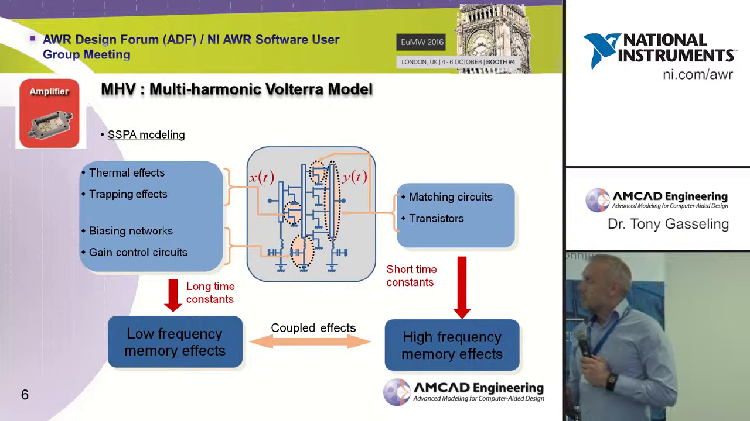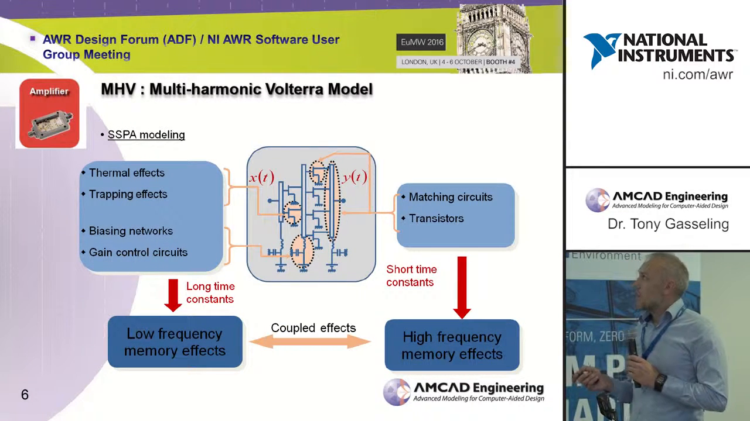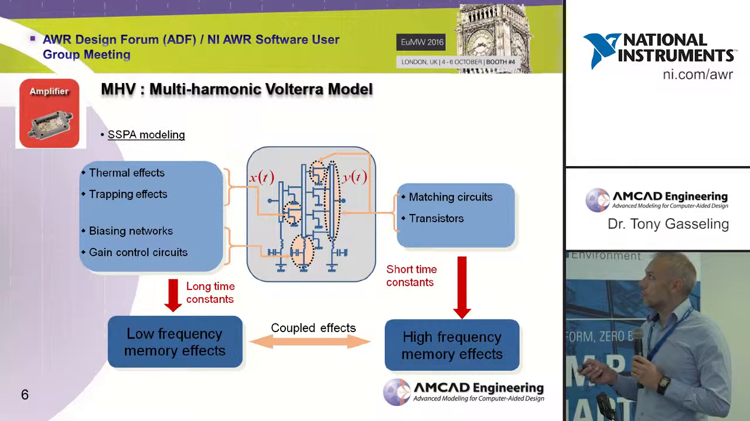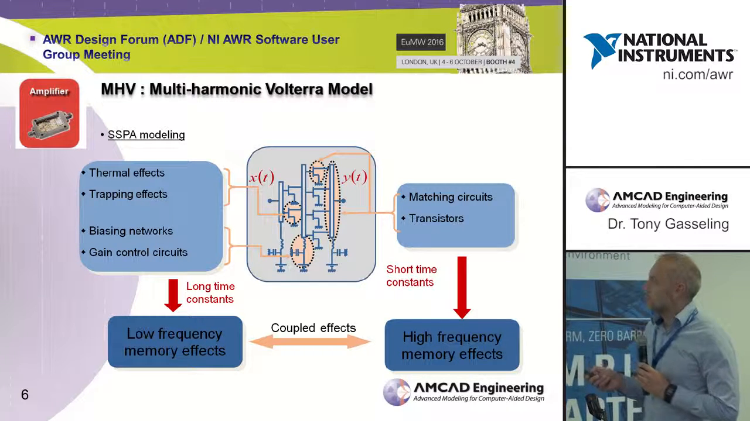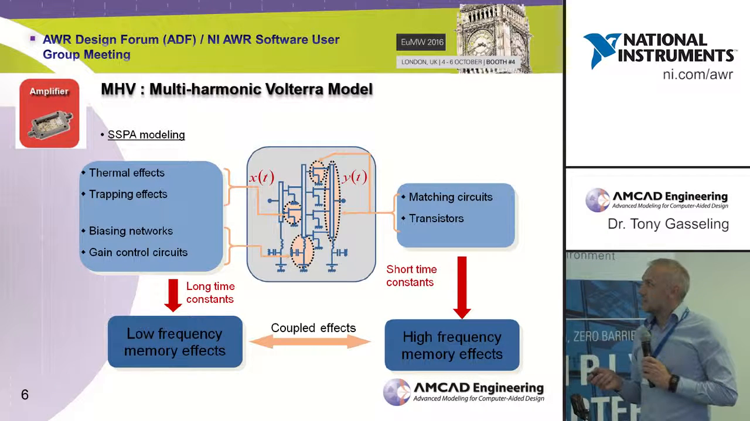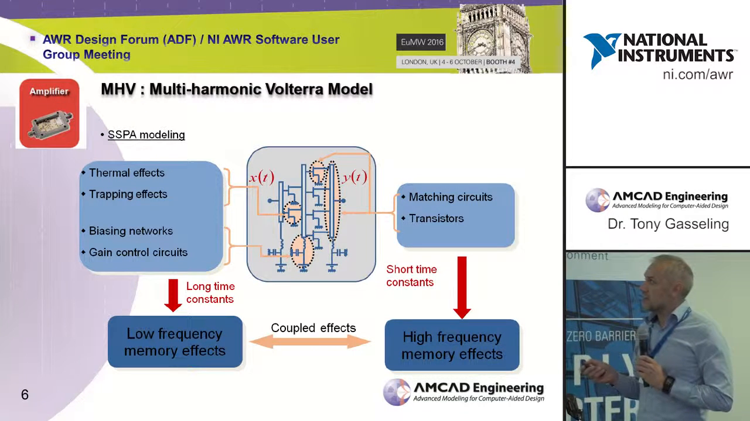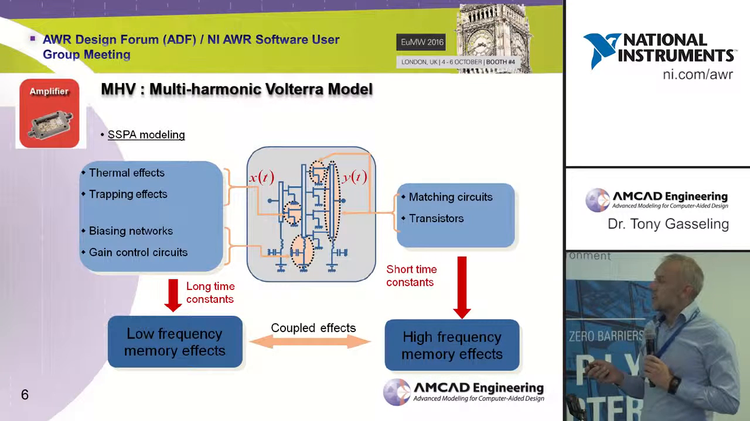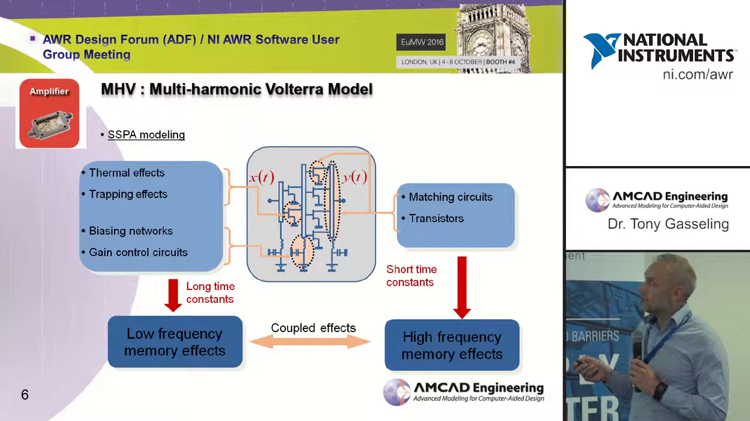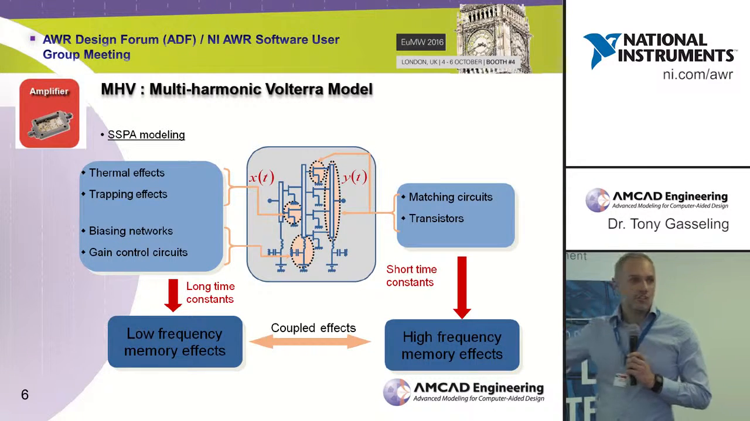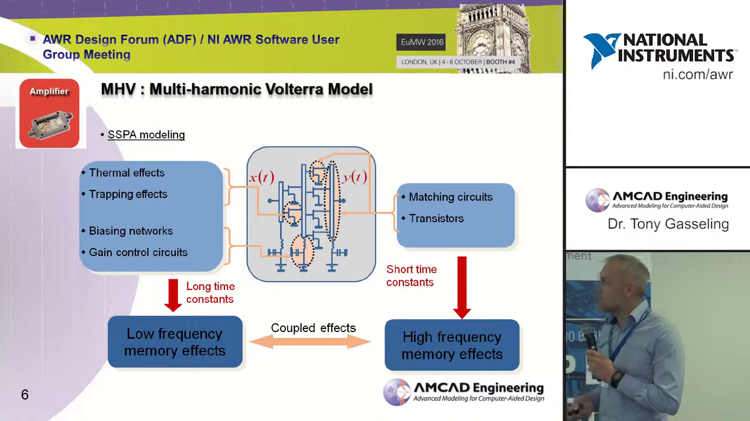If we look into the amplifiers, we can see that we will have different stages, for example, if we have multi-stage power amplifiers and so on. We also have some matching circuits, some biasing circuits and so on. And if we look at the short time constants, that is to say the high frequency memory effects, they are caused by, for example, the matching circuit RF response. We can have a slope of the matching circuit response versus the frequency.